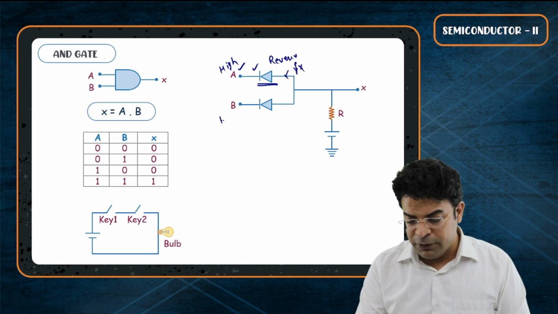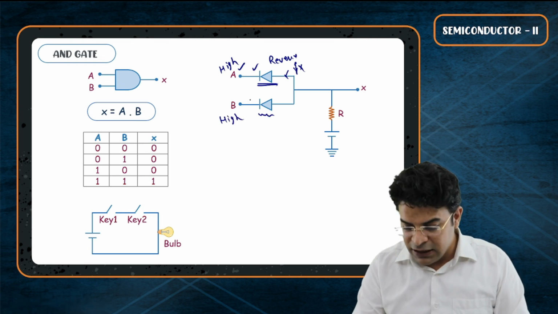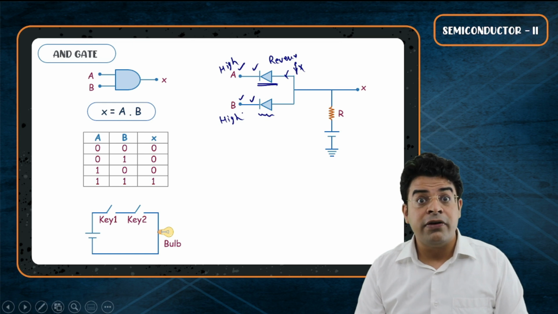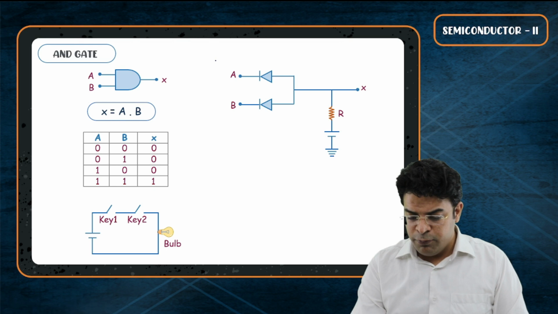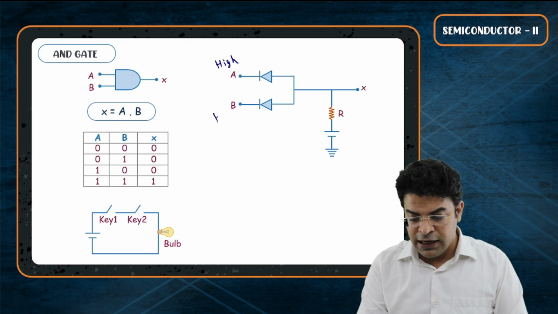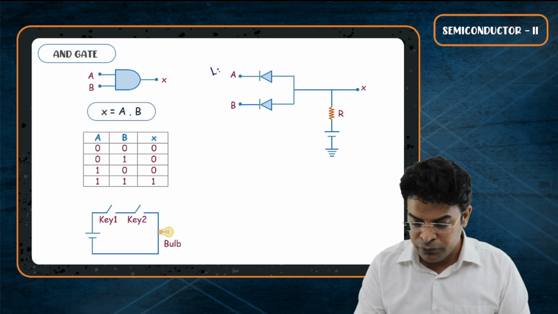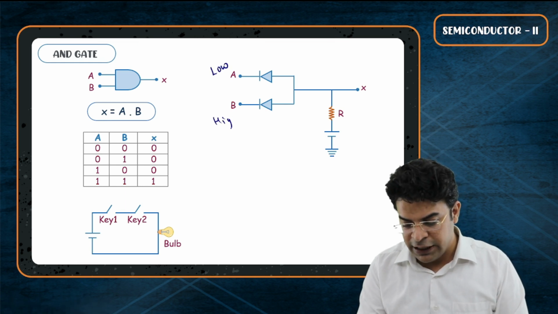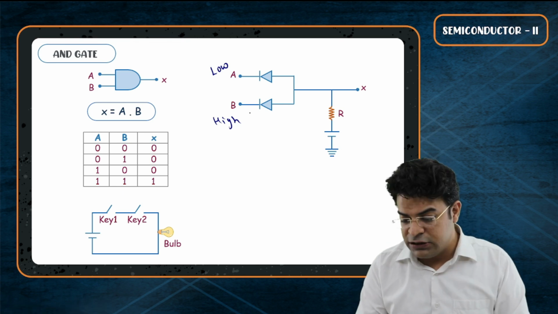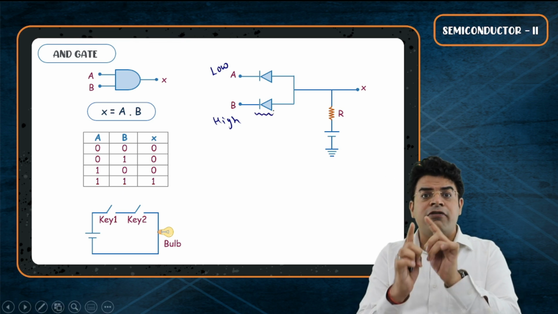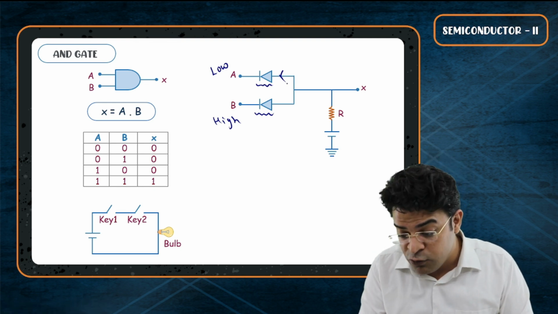If B is kept high, then the N side of this diode is connected to high, this will be reverse bias, no current will flow. So if both of them are high, then no current flows through the diode. If one of them is low, let's say A is low and B is high, then due to B being at high potential, this second diode will be in reverse bias while the first diode will be in forward bias, so some current will flow through it.